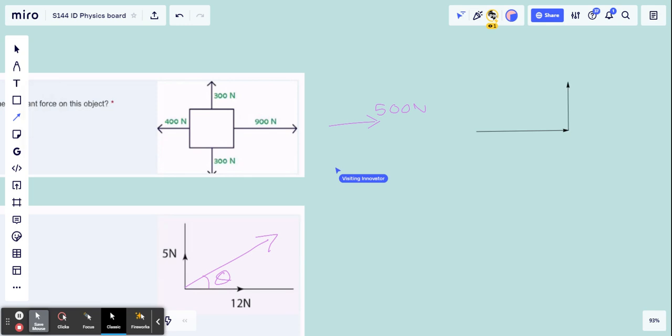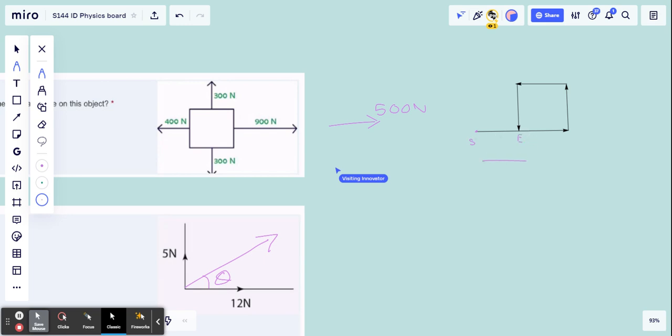So we've got one that would be 3 centimeters going up, and then another arrow which would be 4 centimeters going to the left, and then another 3 centimeters going down. And to work out the resultant force, it's just going to be the beginning of the whole thing, the start, to the end of the whole thing.